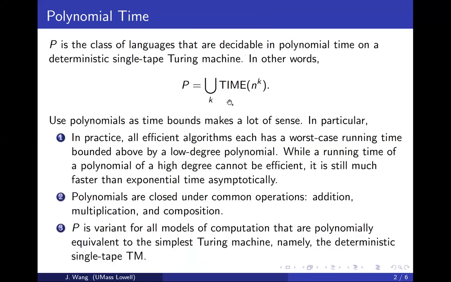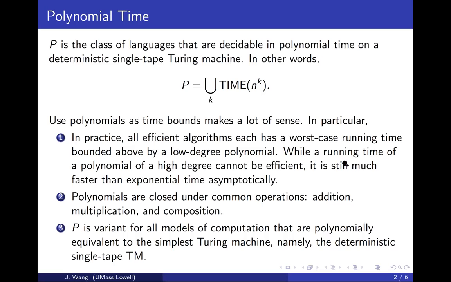All right. Now let's look at our bullets. In practice, all efficient algorithms each have a worst case running time bounded above by a low degree polynomial. As I said earlier, either linear time, quasi-linear, quadratic time, and cubic time. For quadratic time, sometimes you will have n squared times log n, right? So that's also possible.